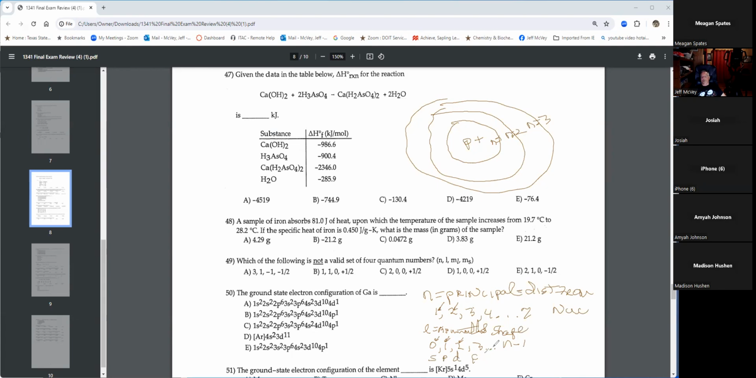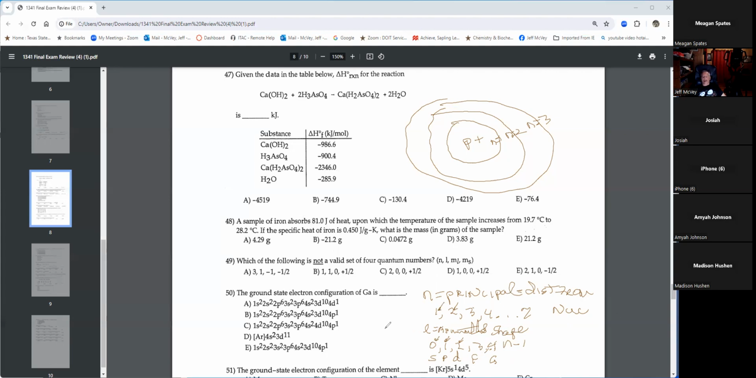I could go up to 4, which is a G, but I just really don't use that very often, but it exists. And this is where you find a lot of artificial elements or synthetic elements that we make. We don't really need it for the things that we normally see in reality. We actually have a lot of artificial elements that have an L value of 3 that are in an F subshell.